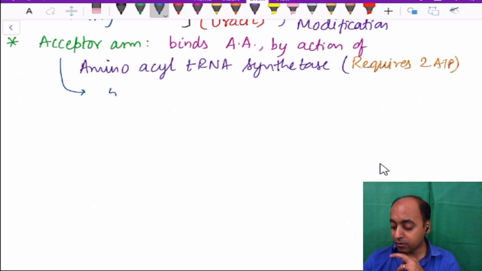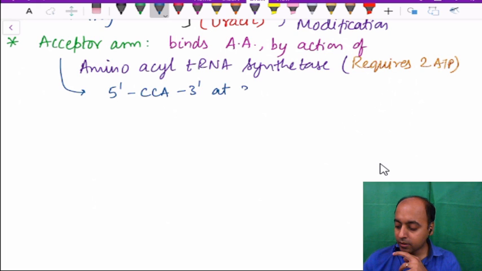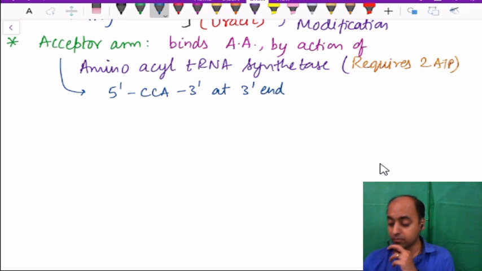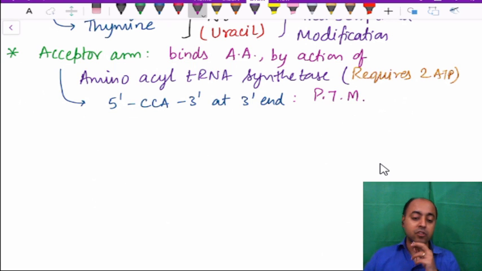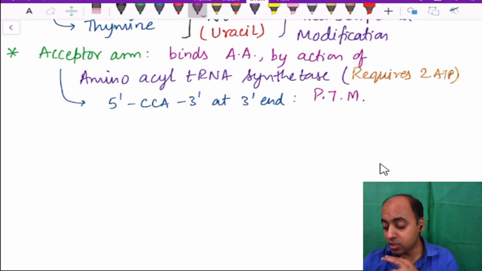That's one. Second thing, all acceptor arms have the sequence CCA added at the 3' end after transcription. They have the sequence added at the 3' end after transcription, again representing post transcriptional modification. All tRNA at the acceptor arm have the sequence 5'-CCA-3' at the 3' end. This is a post transcriptional modification.